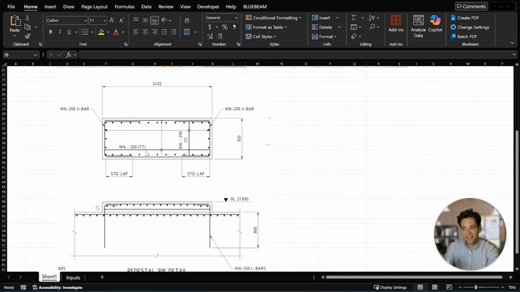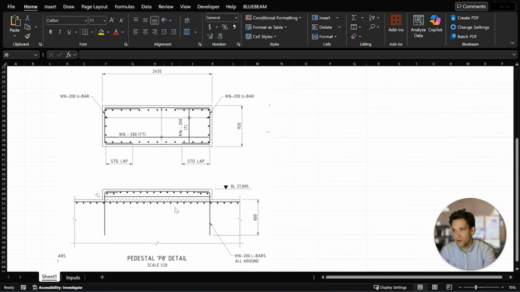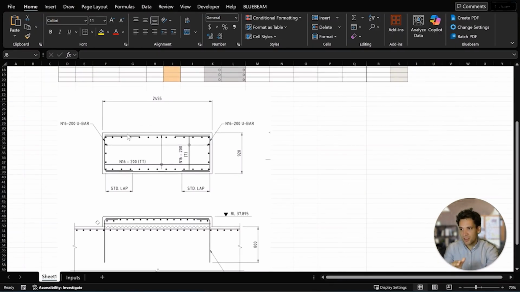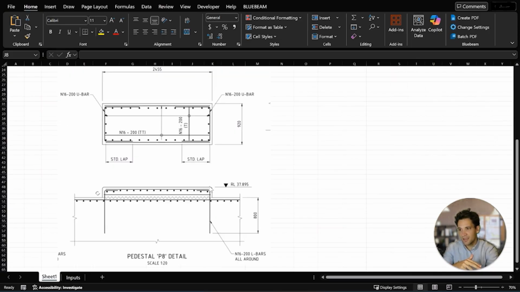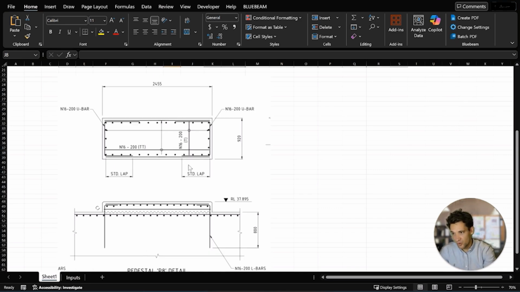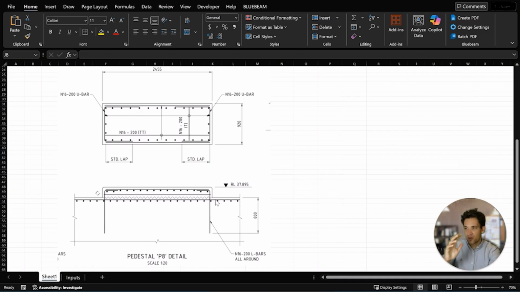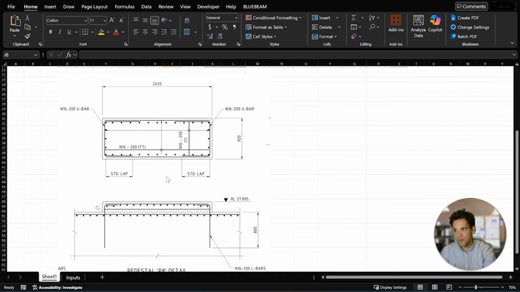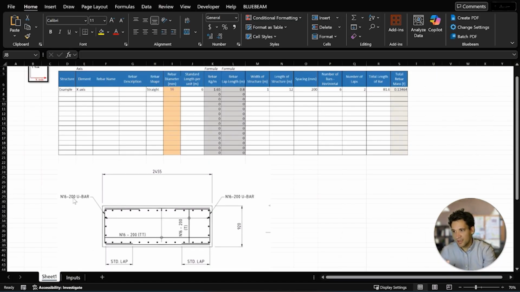The T in T means there's two layers of mesh, top and bottom. Okay, in the X direction, there's 2400 long bars. They're N16 at 200 spacing. In the Y direction, there's 920 mil long N16 bars, 200 mil spacing, and there's a layer on the top and the bottom. And there's also these N16 200 L bars that come out of the slab below, the starter bars. And we also have to pay attention to these N16 200 U bars.